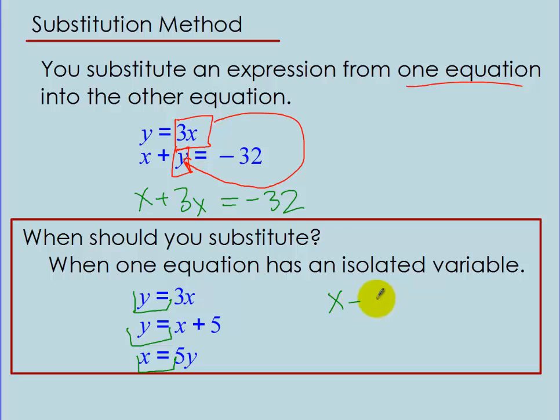If you had equations like x minus 5y equals 10 and negative x plus 2y equals 5, those aren't really that easy. If you wanted to, you could, but I wouldn't in those cases.